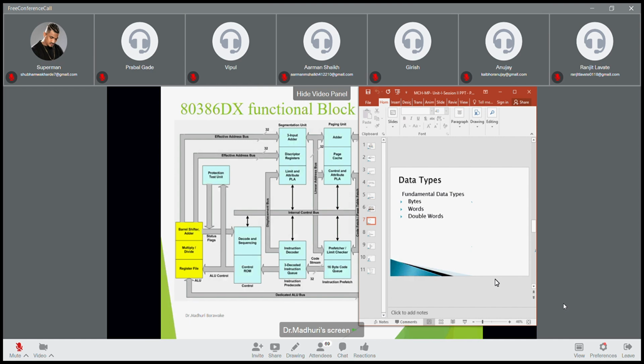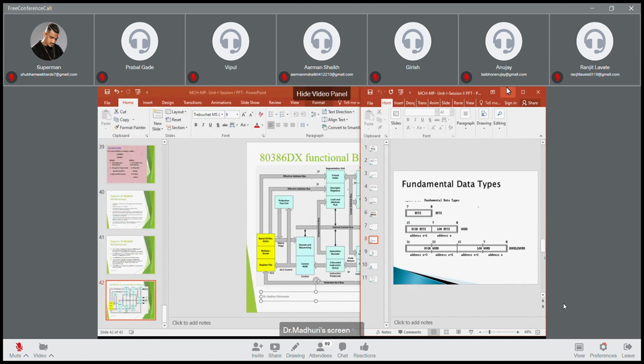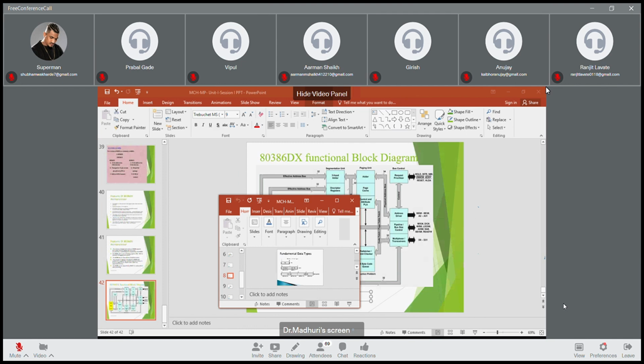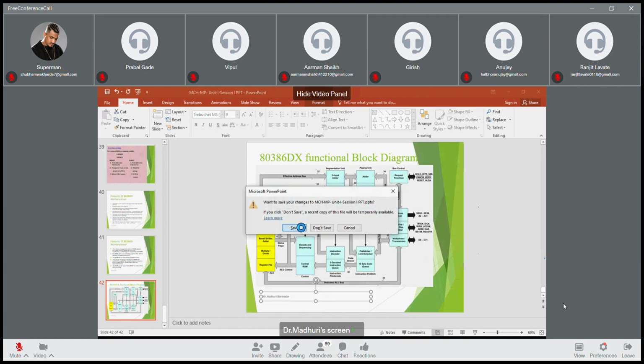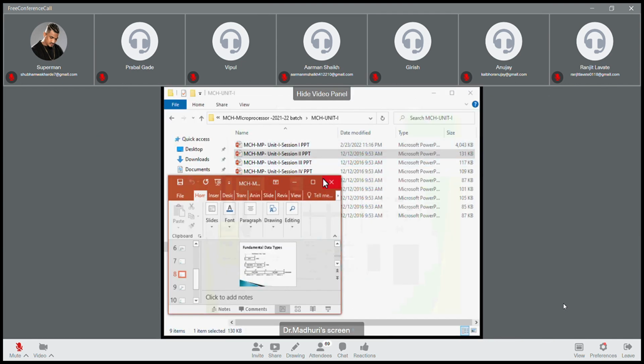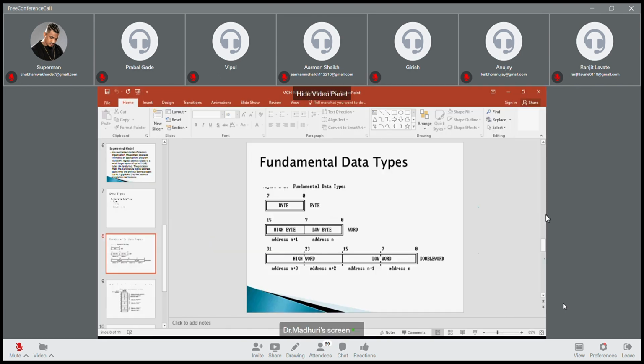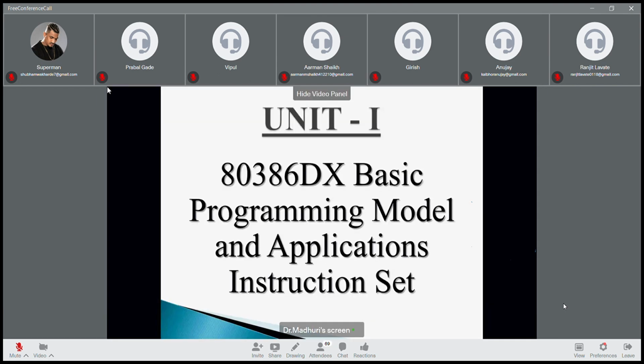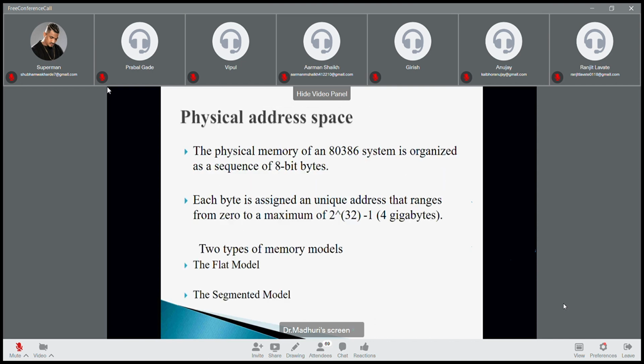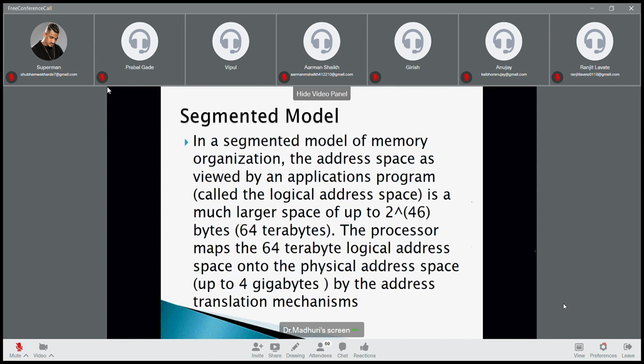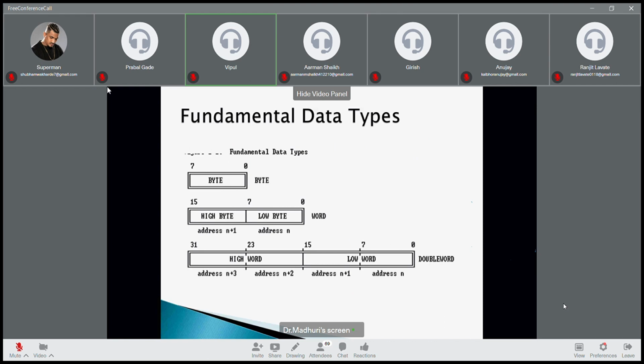One minute, just wait. I will show you. Let me close. Is it visible now? Is it visible, guys, properly? Yes, ma'am.